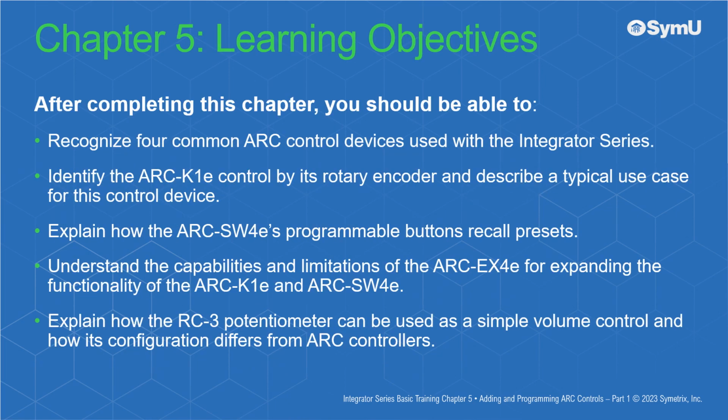After completing this chapter, you should be able to recognize 4 common ARC control devices used with the Integrator series, identify the ARC K1E control by its rotary encoder and describe a typical use case for this control device, explain how the ARC SW4E's programmable buttons recall presets, understand the capabilities and limitations of the ARC EX4Es for expanding the functionality of the ARC K1E and ARC SW4E, explain how the RC3 potentiometer can be used as a simple control, and how its configuration differs from ARC controllers.